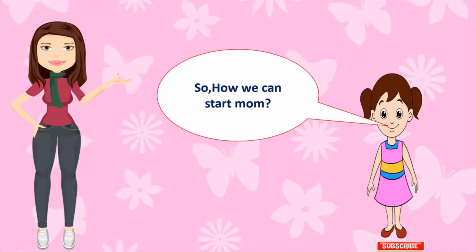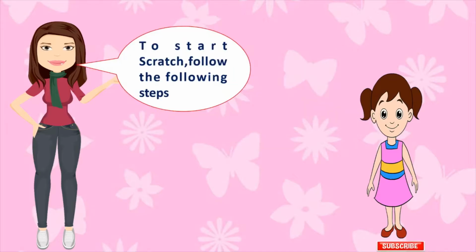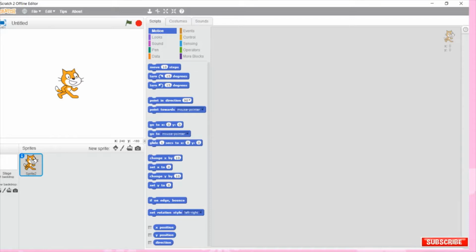So how can we start, Mom? To start Scratch, follow the following steps. Wow, here is a little sweet cat. Its name is sprite. Scratch projects are made of objects called sprites. Why is this cat here? Sprites perform actions like move, rotate, and play music, etc.